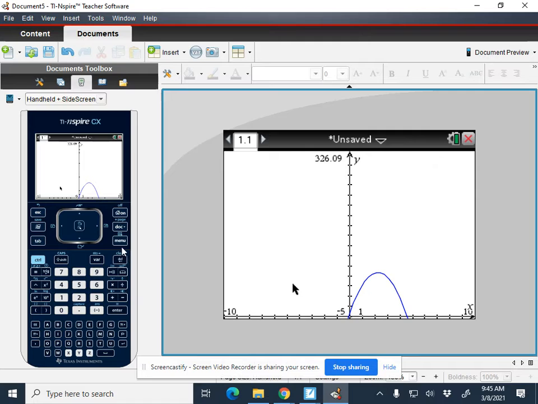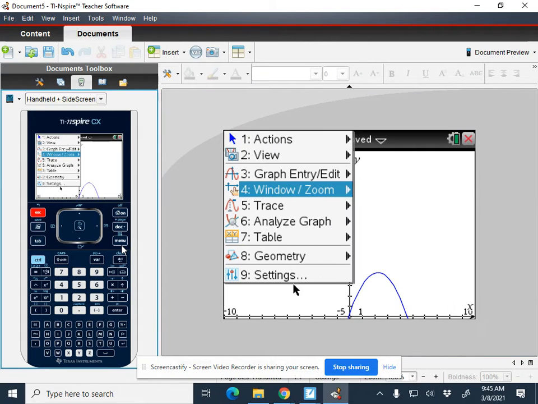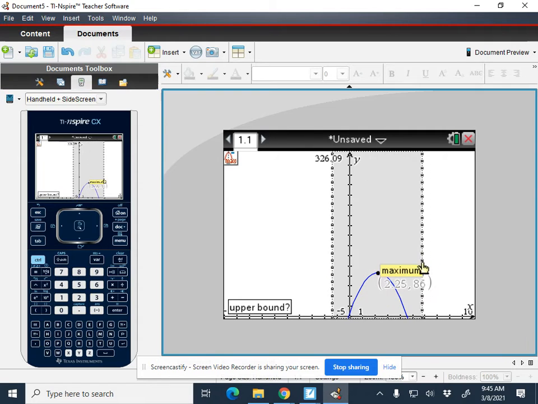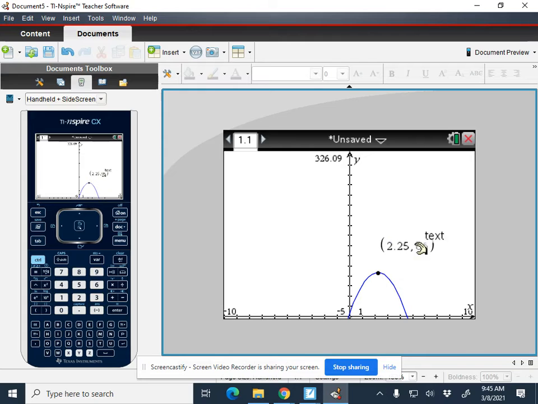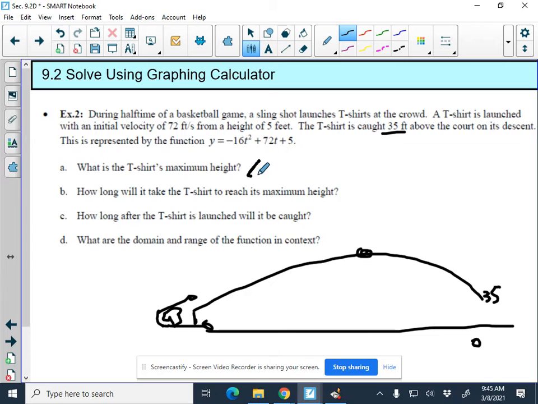Okay. What's the t-shirt's maximum height? That is the maximum. So menu 6, 3, our maximum is at 86 feet. How long does it take to get there? What does it say? 2.25 seconds. You're like, what's that? Well, just think of seconds. 1, 2, 3. It's a little bit after the 2. 1, 2, maximum height, 3.